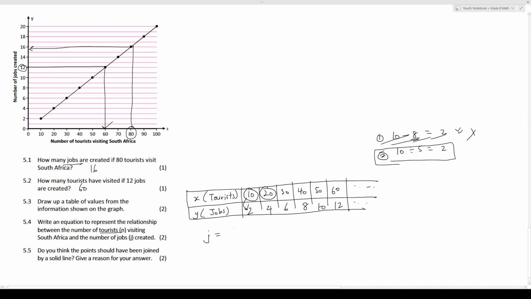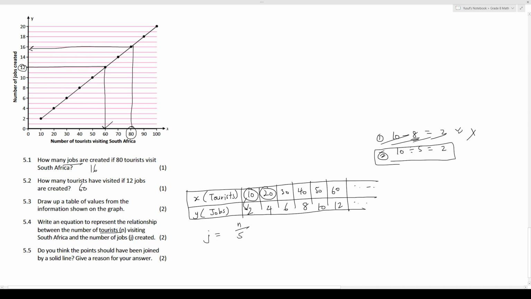So that leaves me with the second rule. You take the number of tourists and you divide it by 5. And you can check the answer to see if it works. 30 divided by 5 is 6. That will work. 40 divided by 5 is 8. That also works. 50 divided by 5 is 10. That also works. So you find the function, you find the rule that works for the table that you've just drawn up.